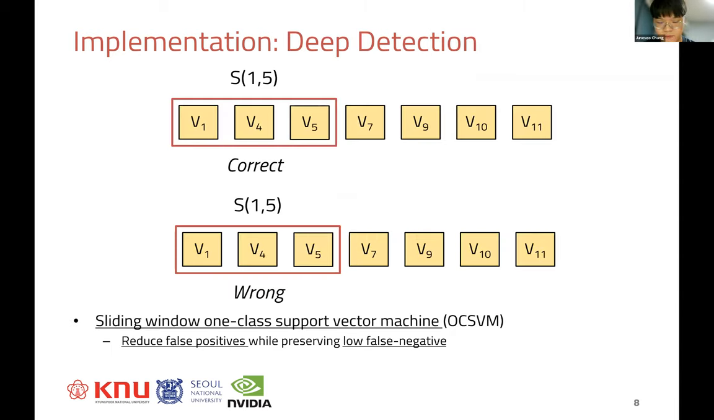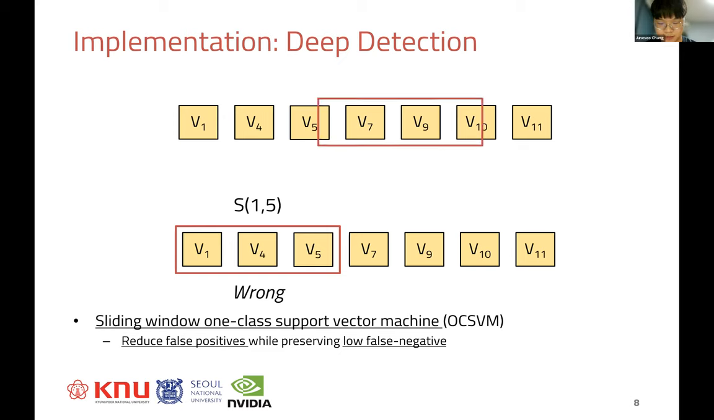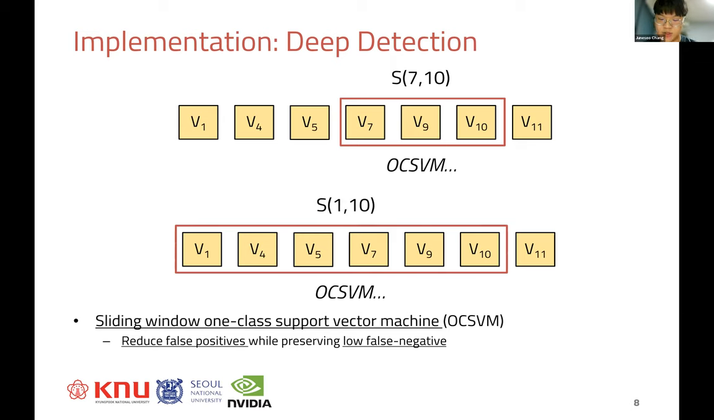For deep detection, we devised a special sliding window one-class support vector machine. For instance, if the SVM model labels the current window as correct, as in the first figure, the window slides to the next window. However, if the SVM model labels the current window as incorrect, as in figure 2, the window enlarges and applies SVM to the enlarged window. This reduces false positives while preserving low false negative values.